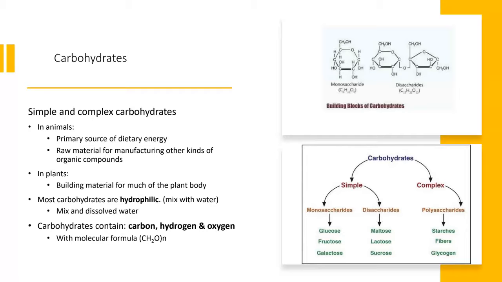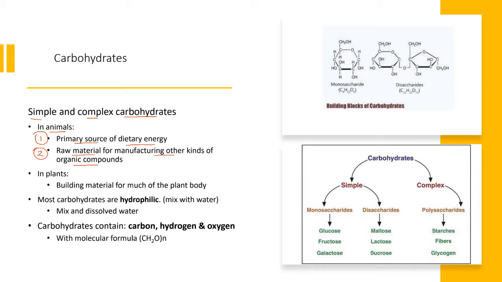There's going to be simple and complex carbohydrates. Okay, in animals, these carbohydrates are going to be our primary source of dietary energy. So energy, okay? And also there's another function for them. They're also going to serve as raw material to make other types of organic compounds. Okay, so let's put it like this. The functions: one, primary source of energy, and two, material to make certain structures in our cells, for example. Okay, and that's in animals.